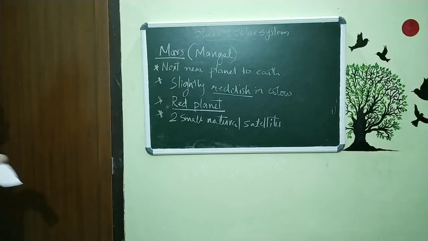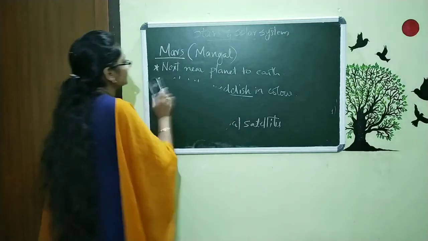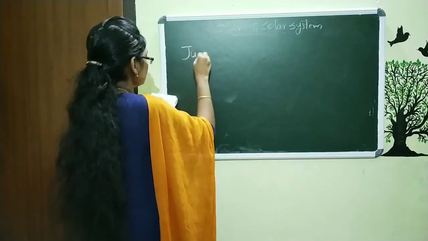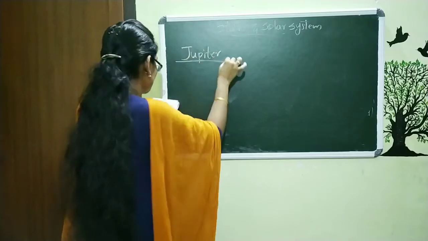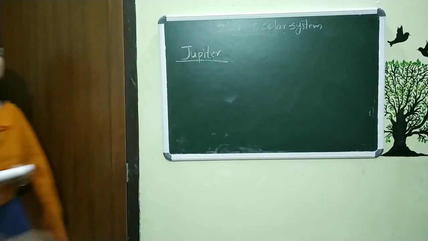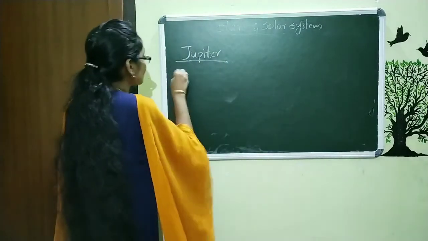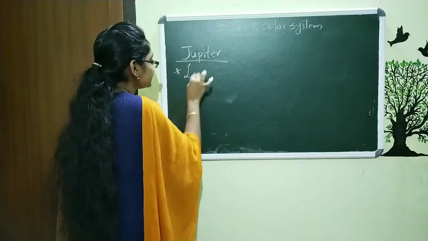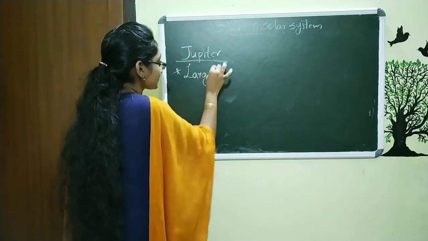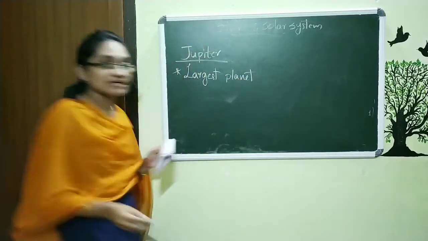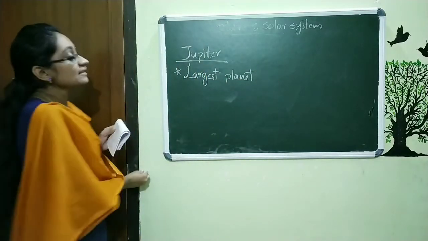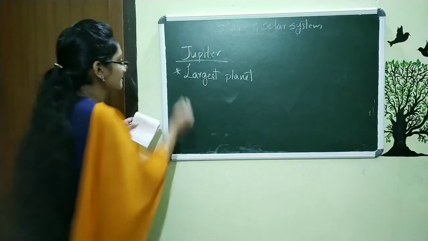Next we want to discuss Jupiter. So, this Jupiter is the largest planet in our solar system. Jupiter is the largest planet in the solar system.